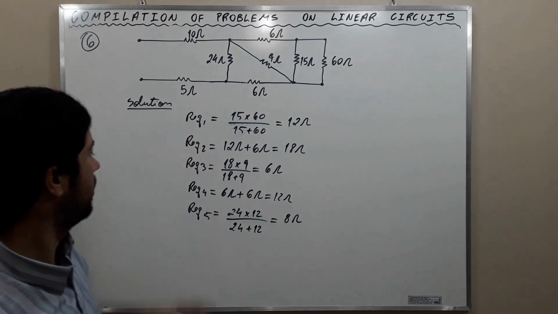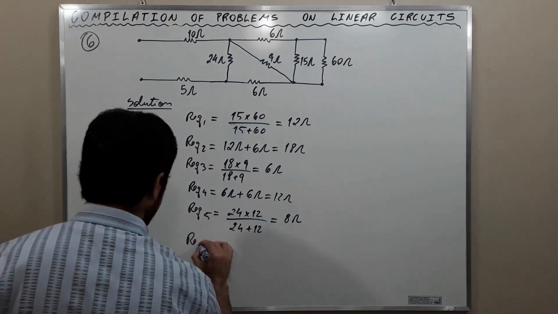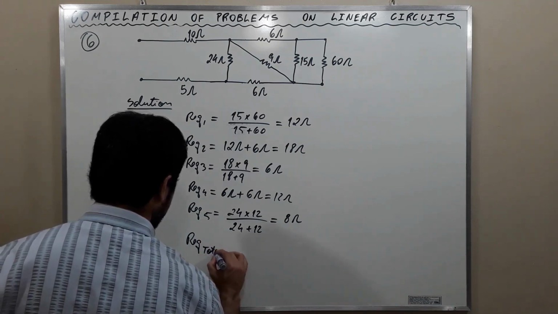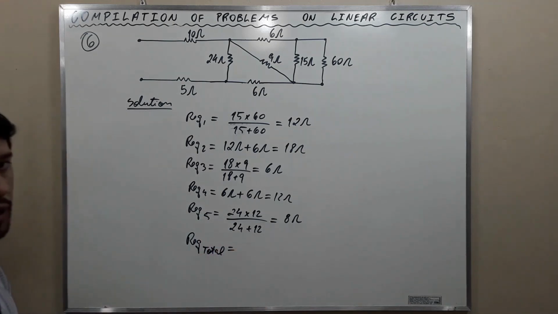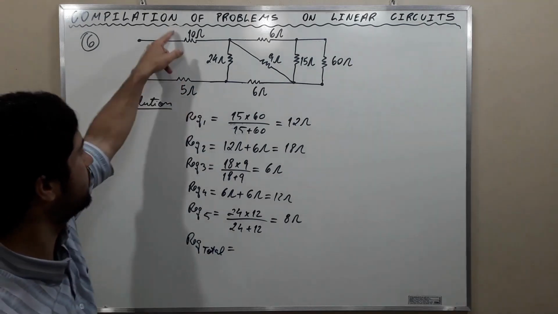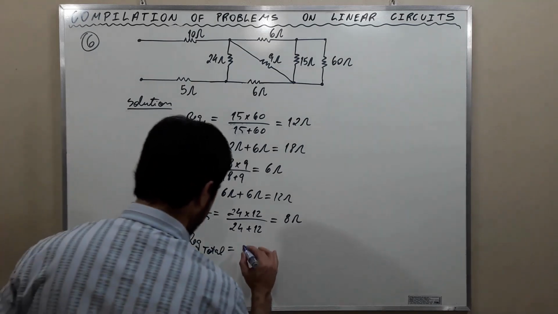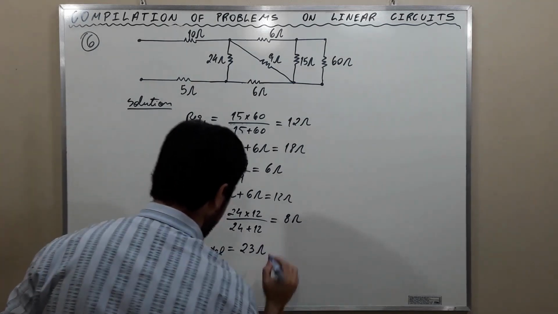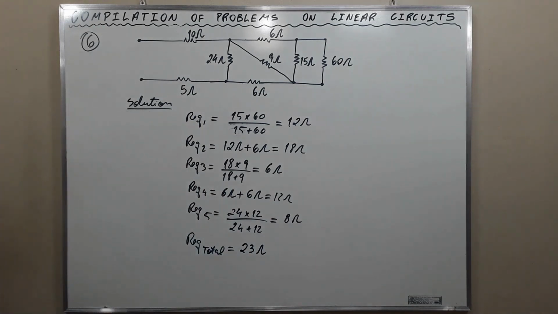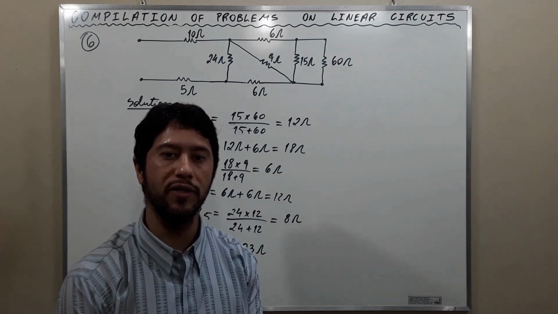Okay? And we just sum them. The total equivalent resistance is going to be 5 plus 10 plus 8, which is 23 ohms. Okay? My friends, this is all for exercise 6. Let's go to exercise 7.